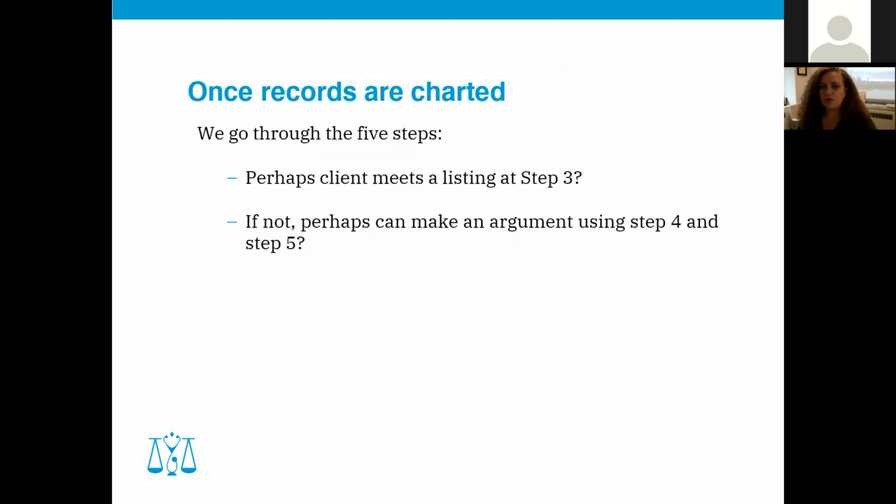Once records are charted, we go through those 5 steps that I showed in that big green chart in the beginning. And once you're going through the 5-step process, one thing you ask yourself is, does the client meet a listing at step 3? That's the listings that we talked about. And if not, perhaps you can make an argument using step 4 and 5. Now, those are the steps that include whether or not the person can do their past relevant work, and whether or not they can do any other job. And a lot of times that evaluation process also includes what age the person is and what their capacity for work is.